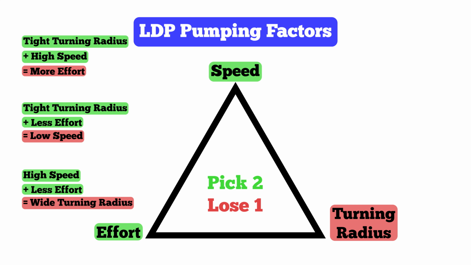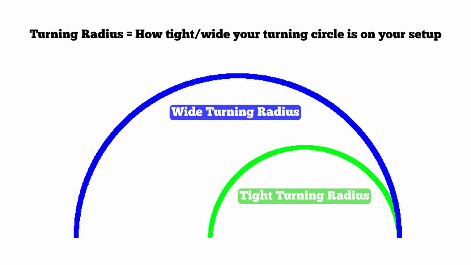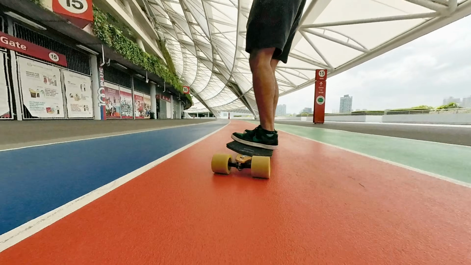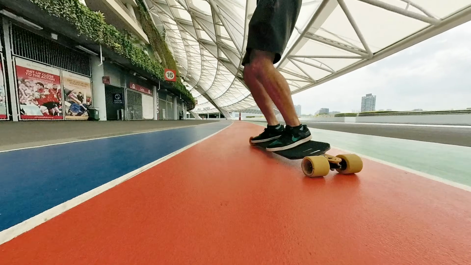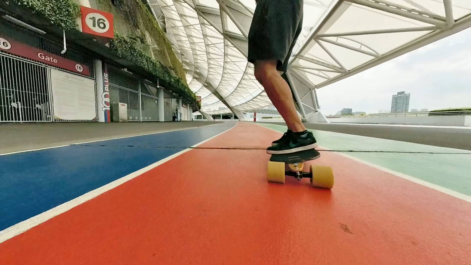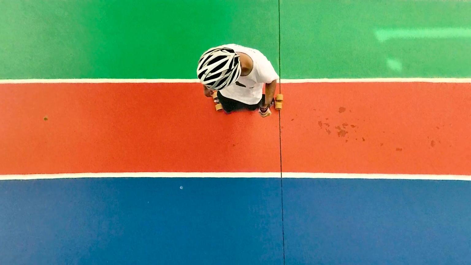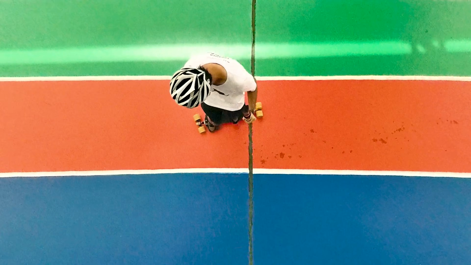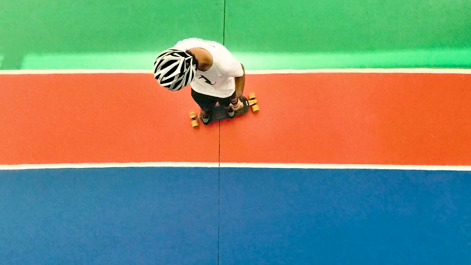In today's video, we are focusing on the turning radius. So how does your turning radius affect your pumping efficiency? When you pump your board, you're moving in an S-curve pattern while going in a straight line to generate speed. While you're gaining speed doing this, you're also traveling a longer distance relative to a straight line.